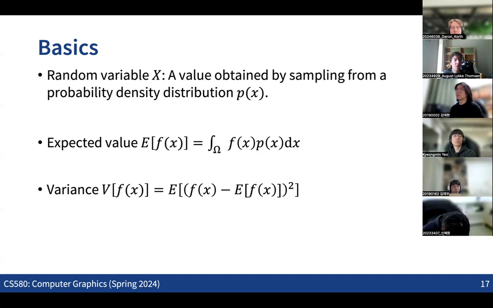Then we can define the expected value of the function of the random variable, which is literally the expected value of the function. It defines a weighted sum, or weighted integral, of the function value multiplied by the probability of each random variable. We can also define the variance, which is the expected value of the squared difference between the function value and the expected function value. These are all the basic things, right?